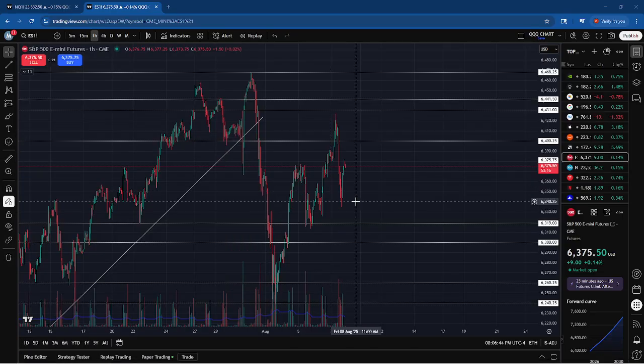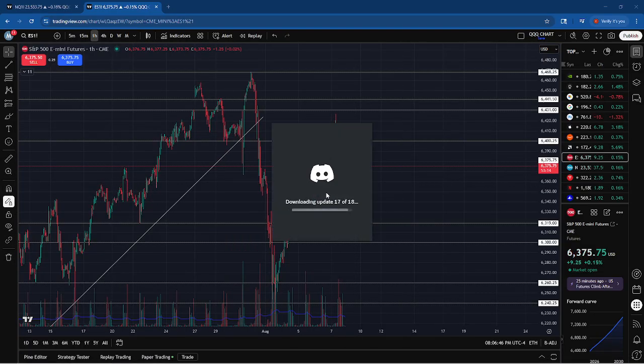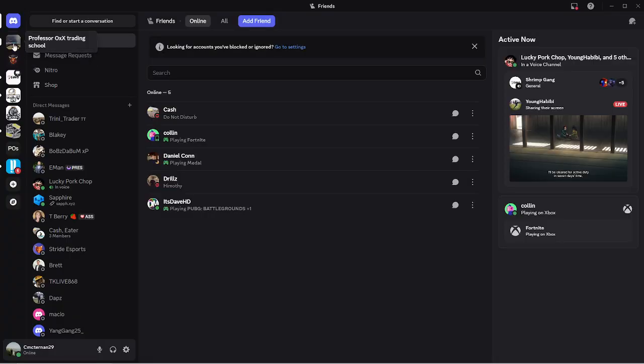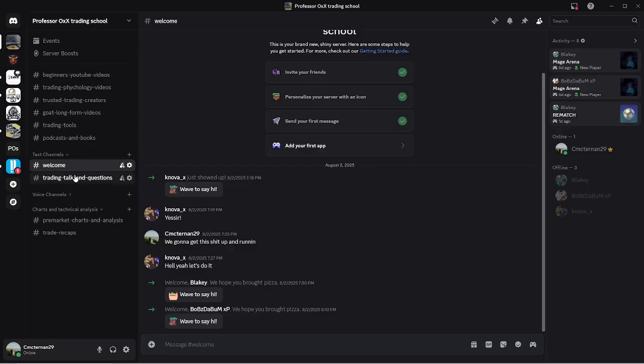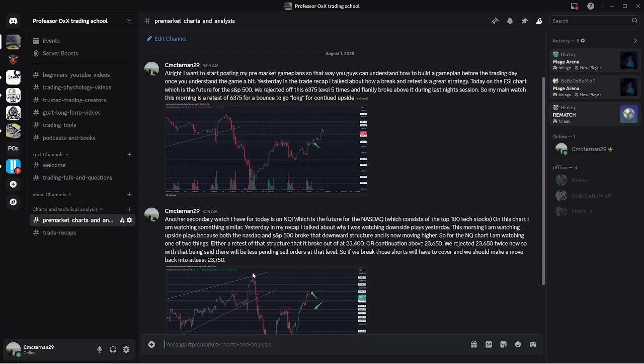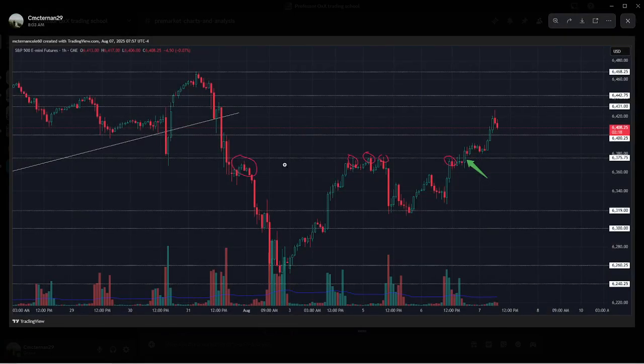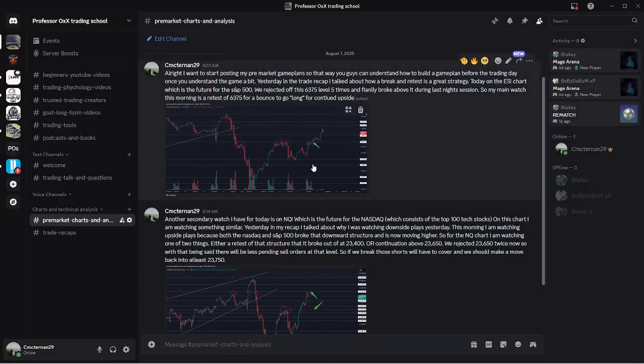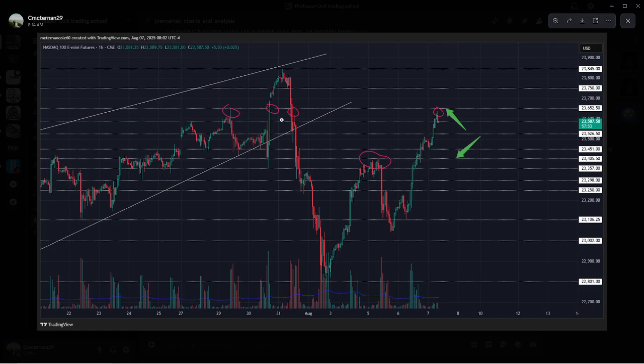I can open up my Discord as soon as it decides to open up. And my friends that I'm teaching trading, I had my whole game plan here. This was the ES game plan. I was showing this level, and then the breakout here, and that's what I was watching for a retest of. And then second, I said I was watching this breakout at 23,650.